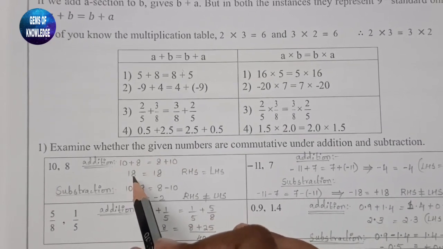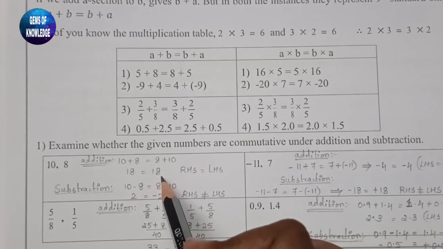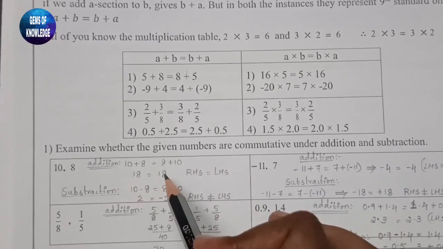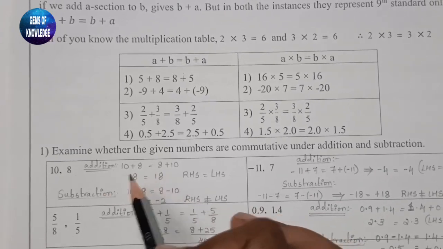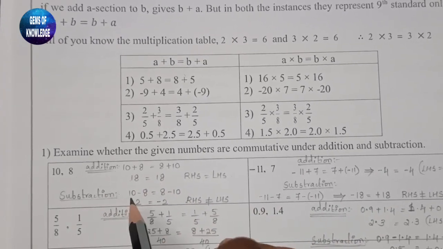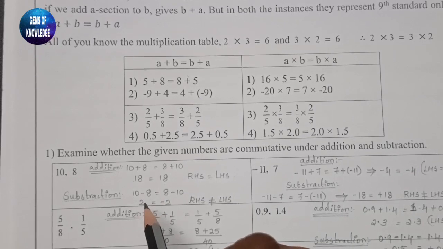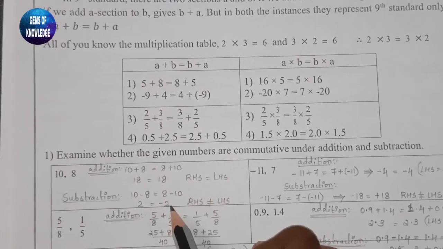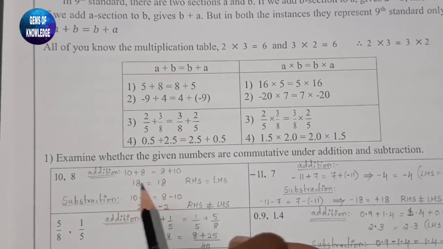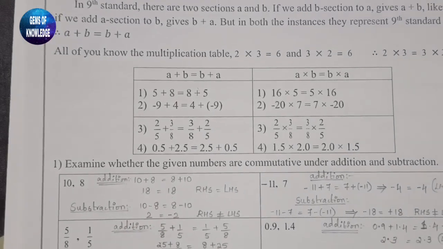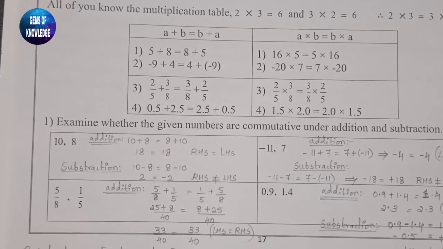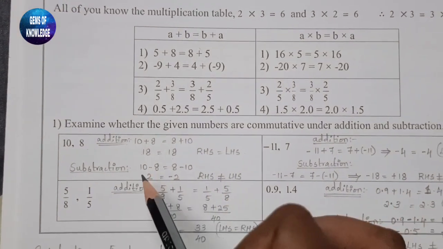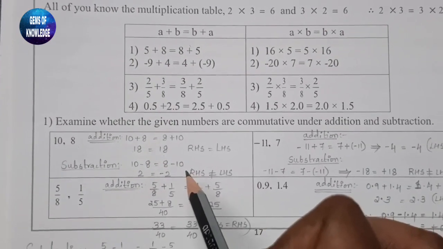10 plus 8 you are getting 18, 8 plus 10 you are getting 18. So we can say LHS is equal to RHS. This is the left hand side and this is the right hand side, both are equal. Similarly, in case of subtraction, 10 minus 8 is plus 2 and 8 minus 10 is minus 2. So you can see there is a sign difference between both. Here we can say that LHS and RHS are not equal since the sign changes.